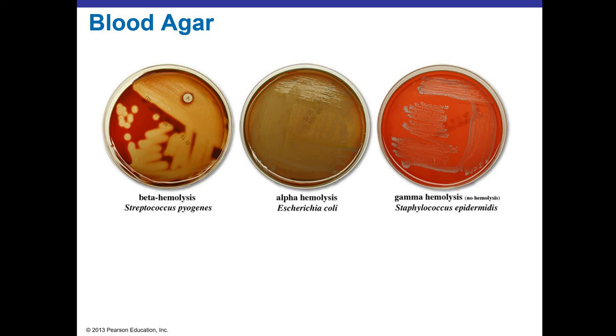In the middle plate, we see an example of alpha hemolysis. E. coli has partially degraded the red blood cells, and it gets a kind of green, ugly color there. Staph epidermidis, on the other hand, is gamma hemolytic. It doesn't do anything to the blood agar, and so it grows because this is an enriched media, so just about everything will grow, but there's no hemolytic reaction.